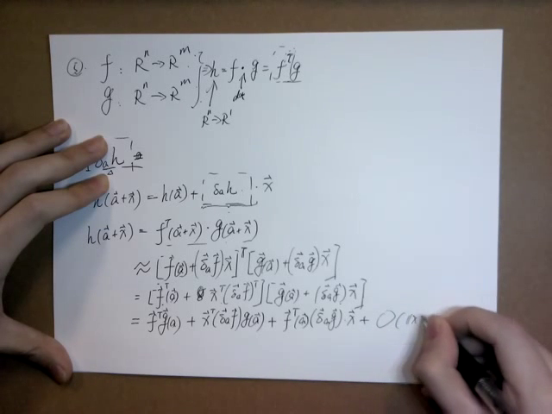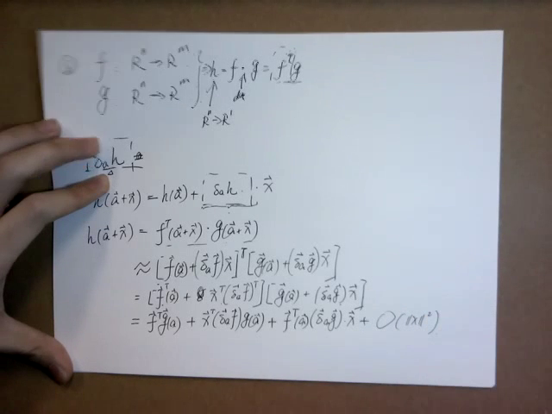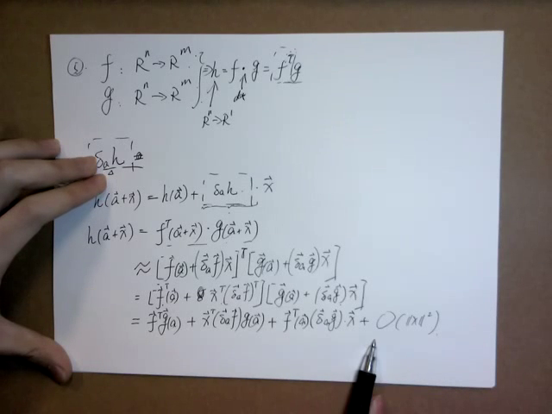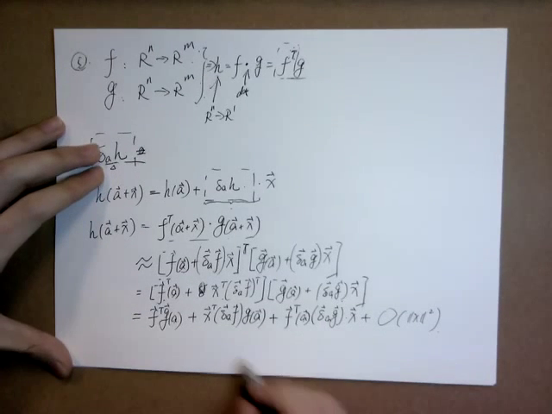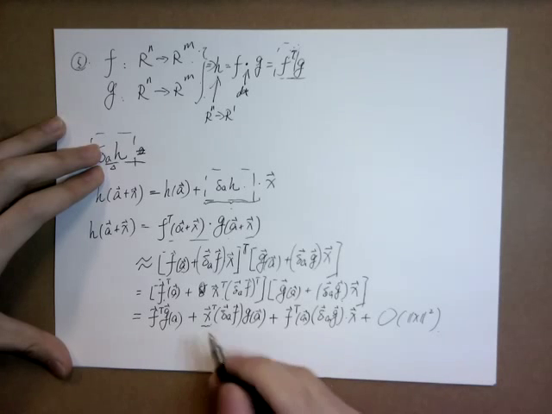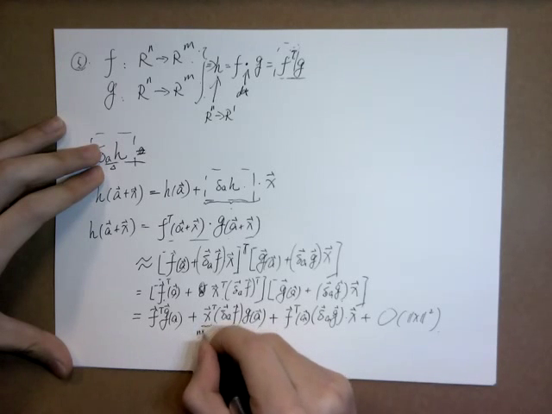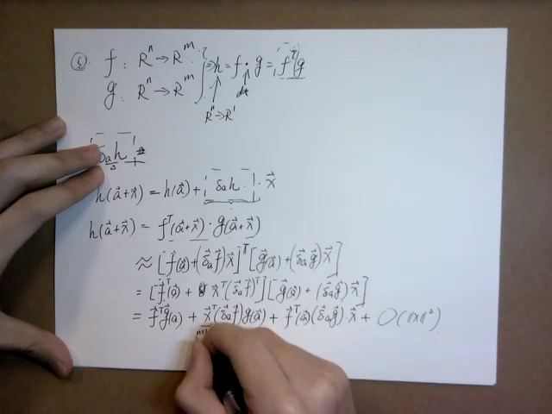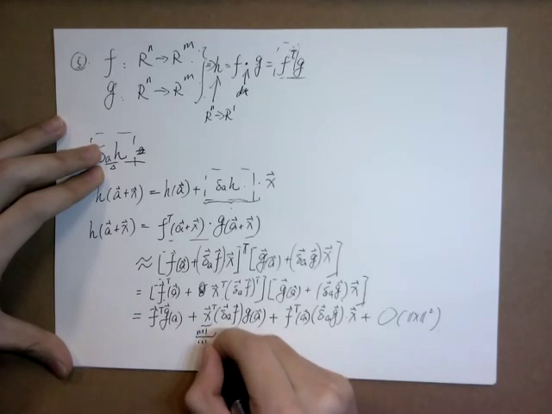I'm going to just write it as a small term, because all I care about is the linear term of the function. And also, x is an n by 1 vector, so x transpose will be a 1 by n vector.